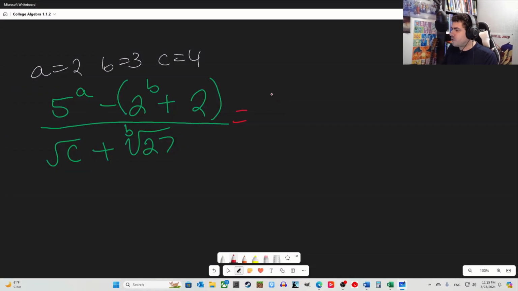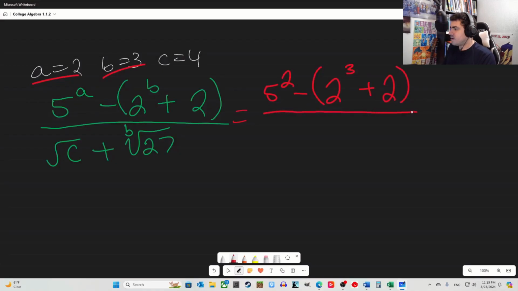So first things first, 5 to the A power. What is A? A equals 2. So 5 squared minus a parentheses. We got 2 to the B power. B we have marked here as 3. So it's B cubed plus 2.